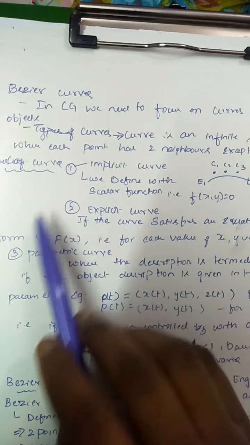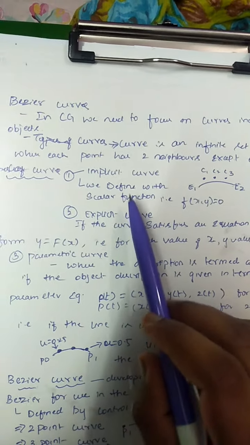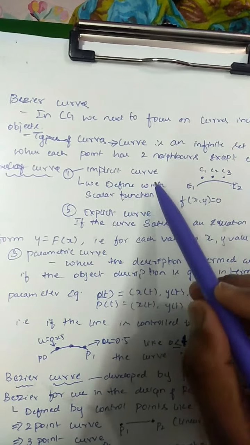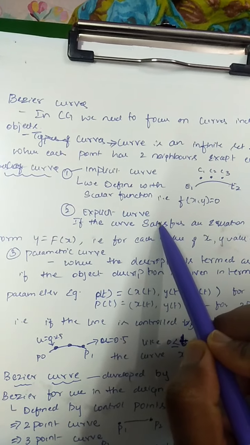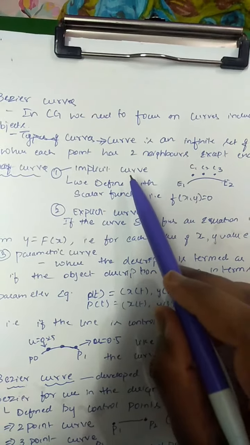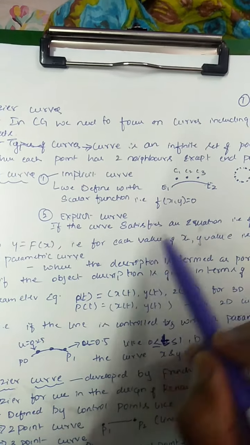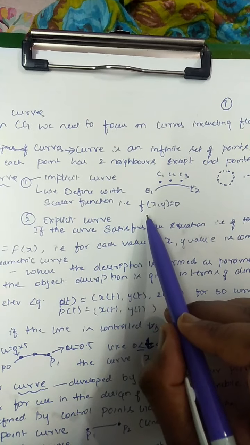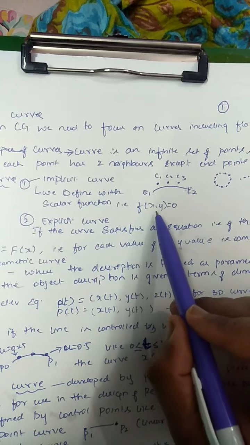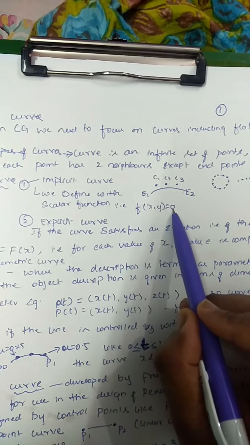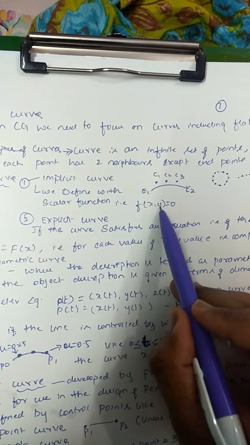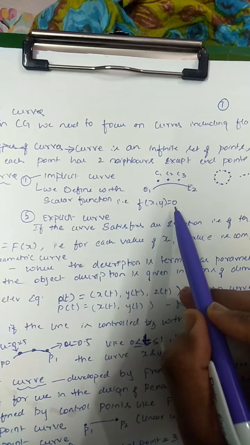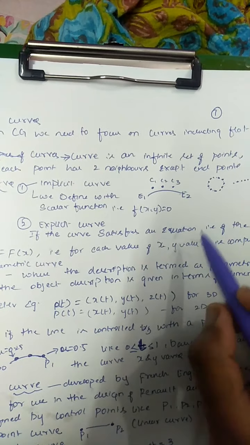So types of curve, there are three types. It could be an implicit curve, an explicit curve, or a parametric curve. So these two I can categorize as the non-parametric curve itself. In the implicit curve, we define it with a scalar function, that is, it can be defined with the function f of x comma y equal to 0. I can keep any of these variables among x and y constant, and I can start deriving the value of the other one, y.